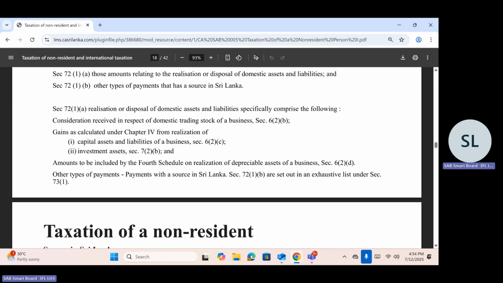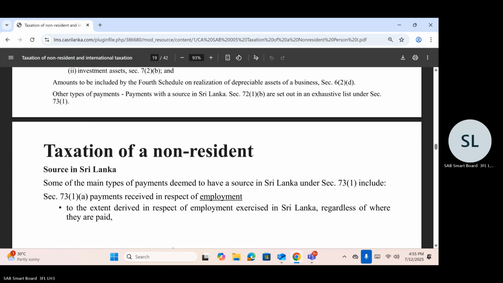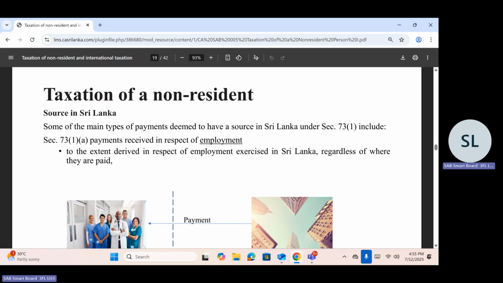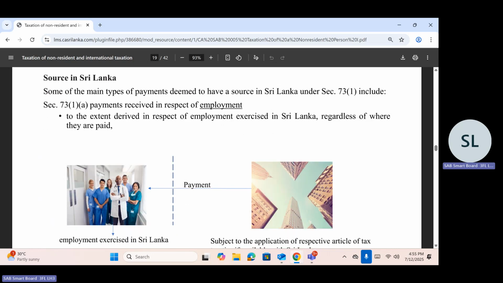Other types of payment that have a source in Sri Lanka are listed under section 73, which is a comprehensive list of what is definitely considered a source in Sri Lanka. Section 73(1)(a) says employment: if the employment is exercised in Sri Lanka, it shall be considered a source in Sri Lanka.